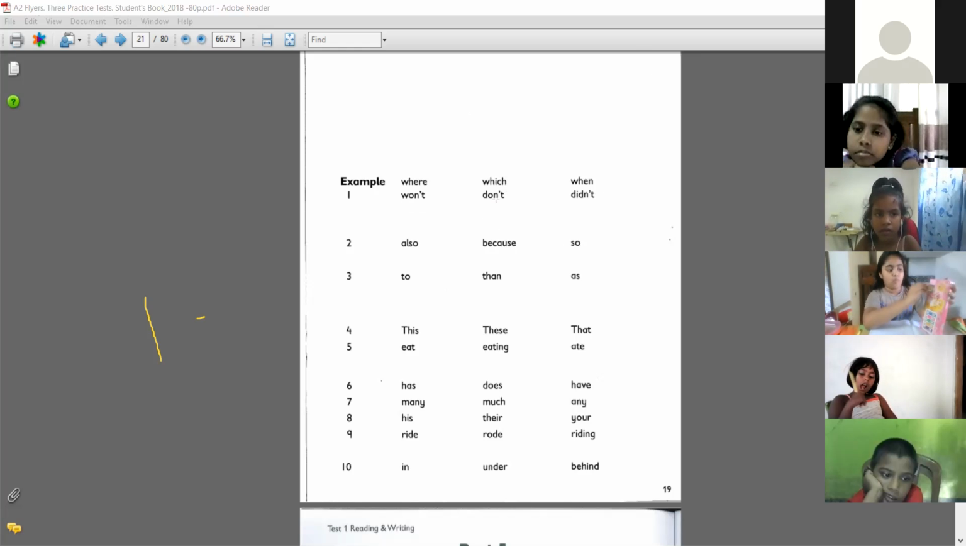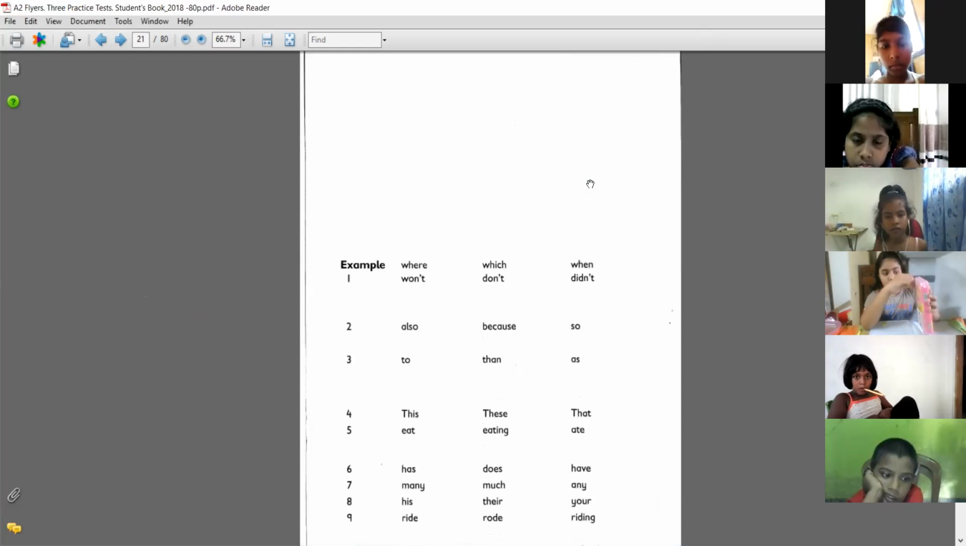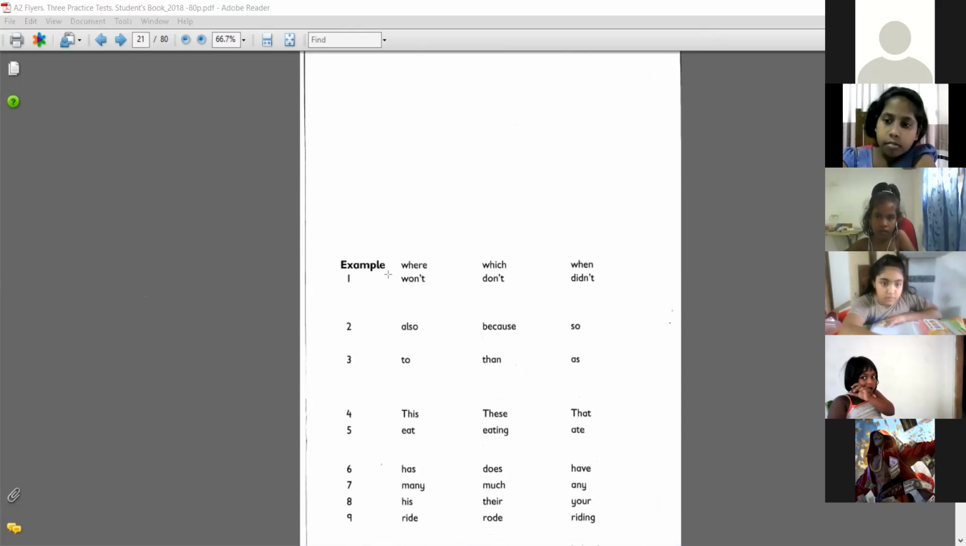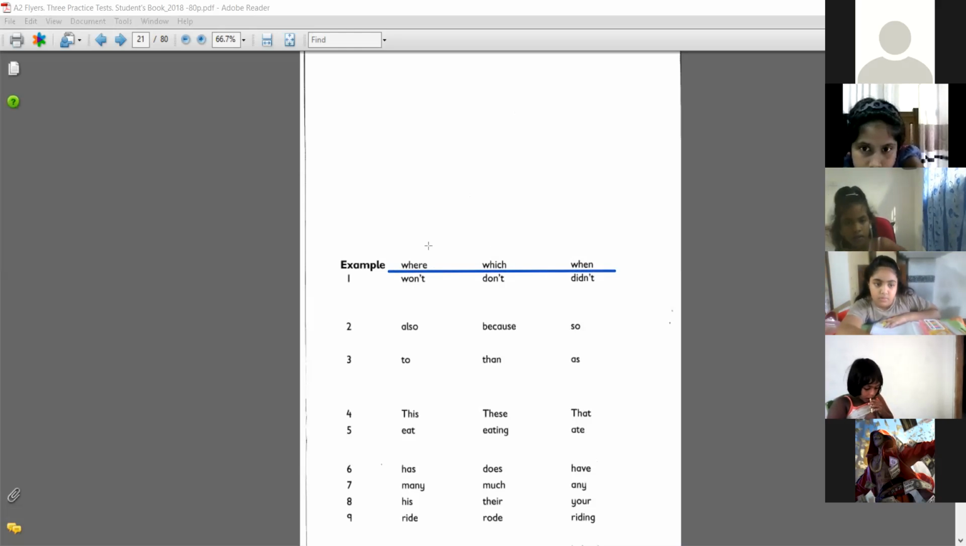Okay, let's go back to the question now. They have given the first one of where, which and when. Let's discuss them. What do you mean by where? Koheda. Which? Kumakda. When? Kavadada. We use where with a place, and which with a thing.